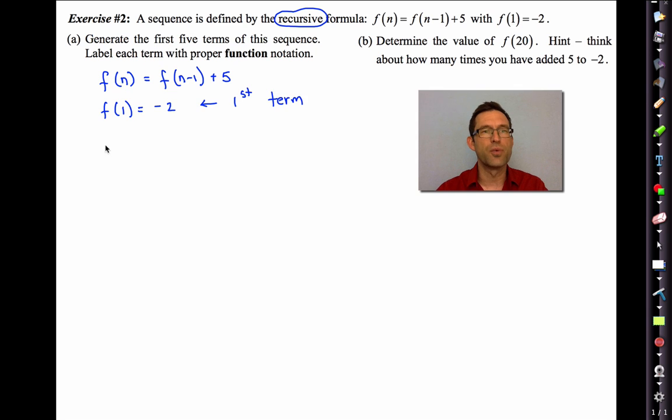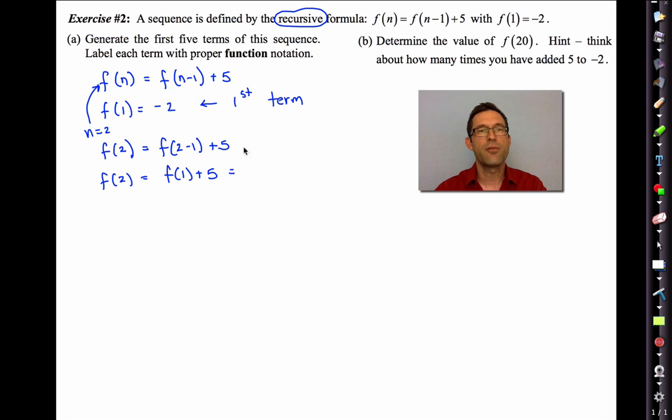Let's see what f of 2 is equal to. Well, if we let n equal 2, and we just plug it into this formula, we'd get f of 2 equals f of 2 minus 1 plus 5. So f of 2 is going to be f of 1 plus 5. But f of 1 is negative 2. So negative 2 plus 5 is 3.